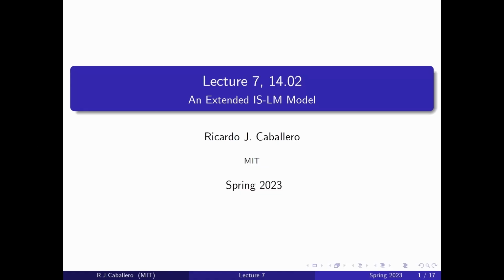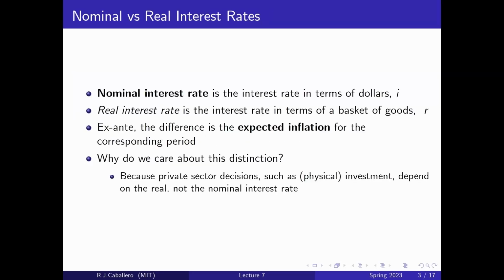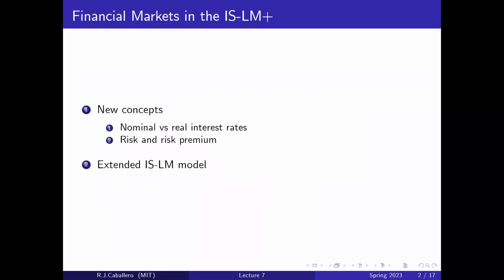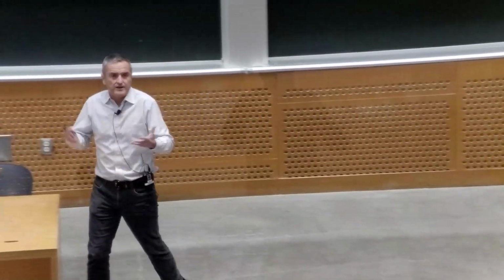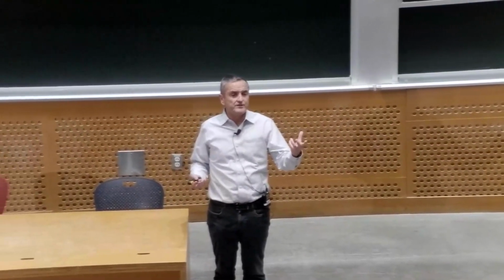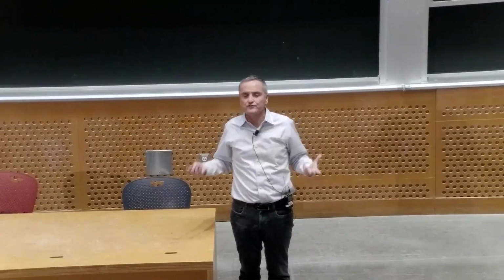The next step was to extend a little bit our IS-LM model. And by extension, we said, well, look, up to this moment, we have only had prices completely fixed, but in reality, we have inflation. And so the nominal interest rate is not really the effective cost of capital for a company.